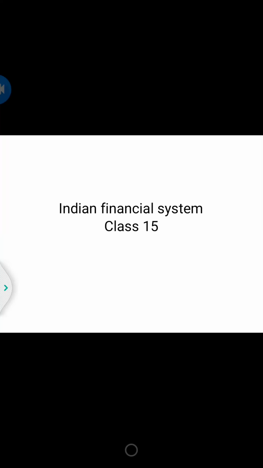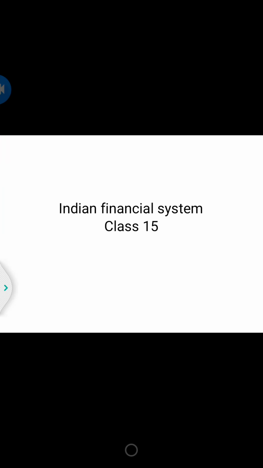Welcome to class 15 of Indian financial system. So we were dealing with IPO. There is a method of public issue of shares, or we can say the mechanism. The main two mechanisms which are important for your syllabus are the fixed price method and the book building method. And this fixed price method we are going to study in detail in this class.